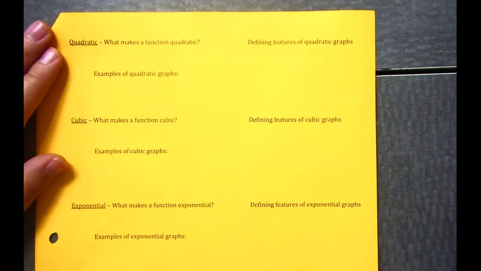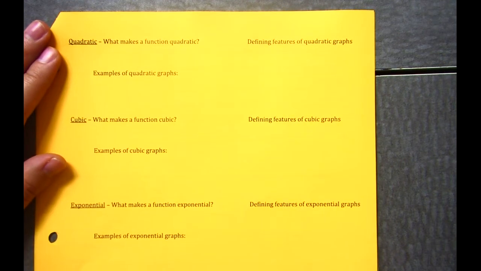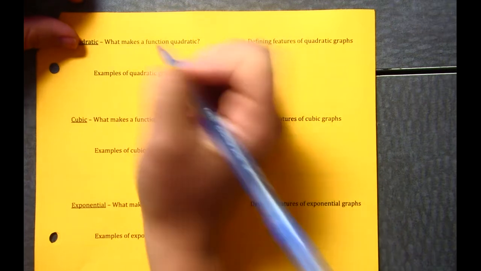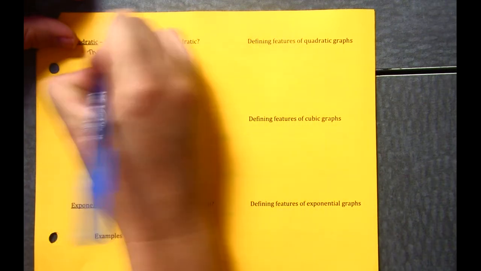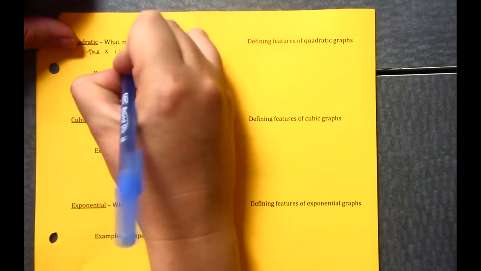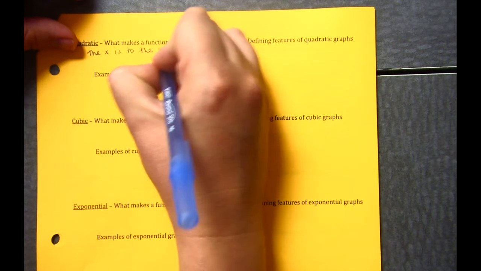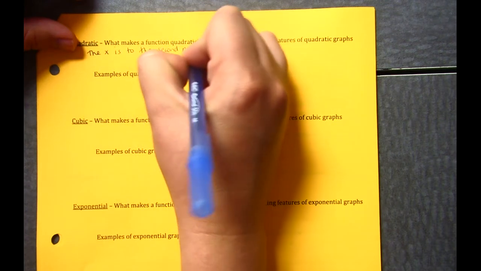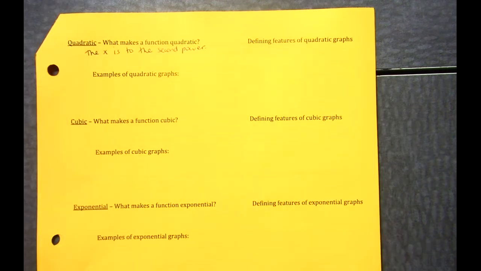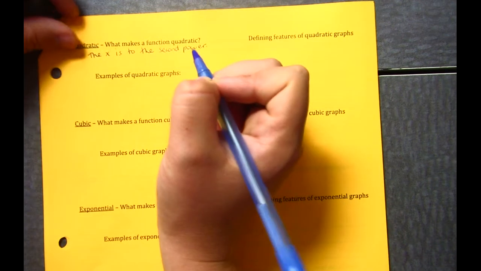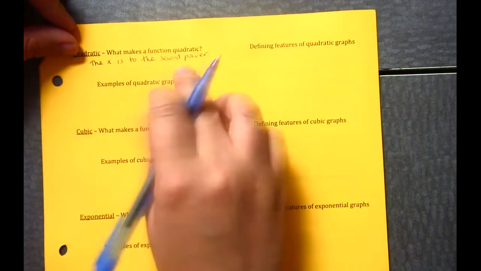Turn the page. Now let's talk about a quadratic function. Remember that what is most important is what is happening to the x. So for a quadratic function, the x is to the second power. And that's the biggest one. You could have other x's, just even x to the first power. But if the second power is the biggest, it's quadratic. So let's add that. The x is to the biggest, or the x is to the second power.